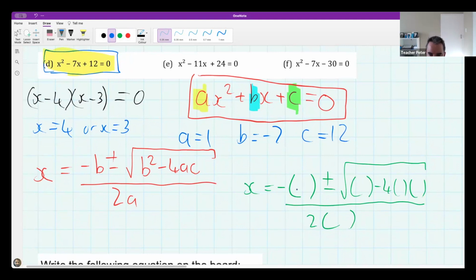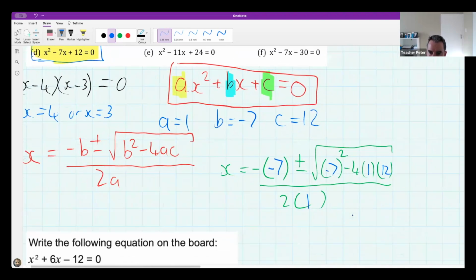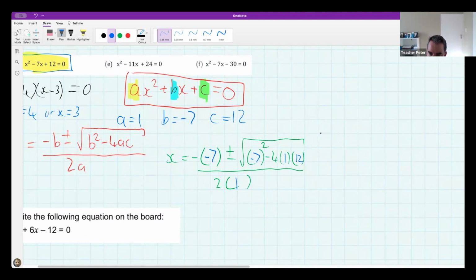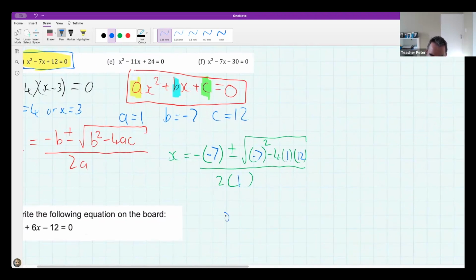So what is my number? Well, B is -7. So I've got that. Oh, I left off my squared. Sorry, that was me having a moment. This is -7 squared. Now, what was here? That was A. So A was 1. C was 12. And then 2 times A, what was A? A was 1. Okay, so this is how the formula works. So now, last bit. I want to know what is -7. It's actually just going to be 7, plus minus something inside there, and then the bottom is 2.